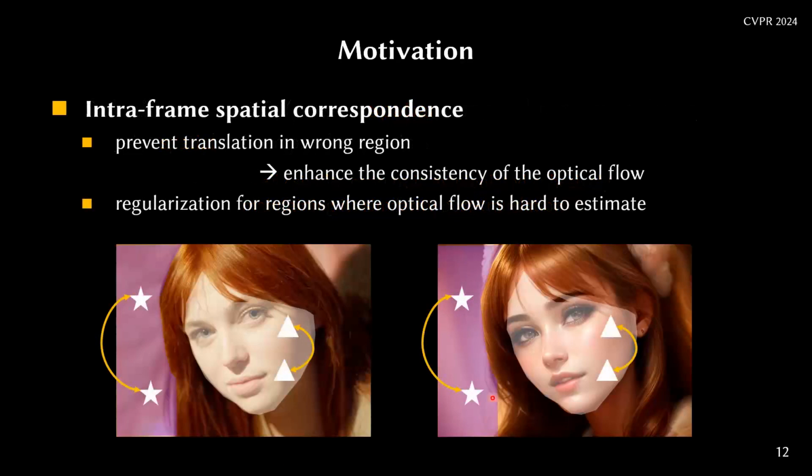For example, the two white pointed stars will be similar since they are similar in the input. The same goes for the white triangles. In this way, the output will be more consistent with the input, which will also improve the temporal coherence since the input video is temporally coherent.